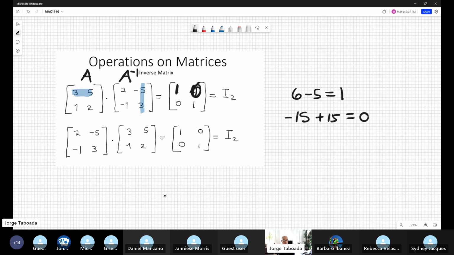Likewise, when you now switch to another row, this and this: 1 times 2 is 2, and 2 times negative 1 is negative 2, so it is 0, and this 0 is that 0.